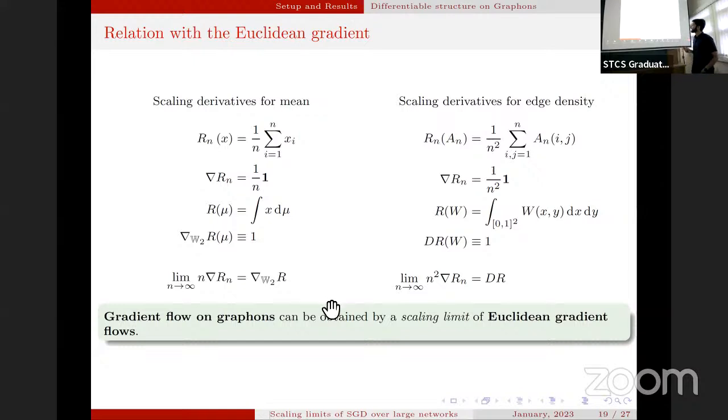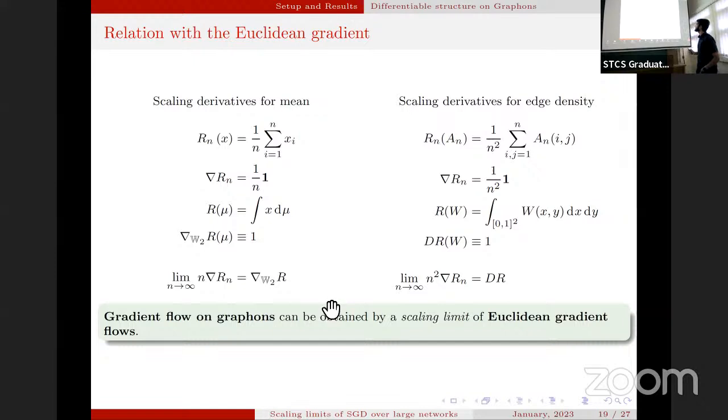And if you lift all the Rn's to the space of probability measures, it looks like just the mean function, the integral of x dmu. And if you are aware of how to compute the Wasserstein gradient, the Wasserstein gradient of this function R is nothing but the constant function 1. And now you see a relation between them. In some sense, n times the Euclidean gradient equals the Wasserstein gradient of the lifted function R. So this is the bridge between Euclidean gradients, which we use in practice, and the Wasserstein gradient that we can use for analysis.